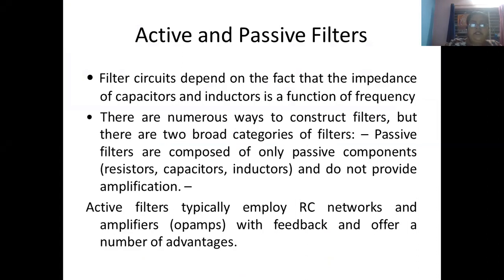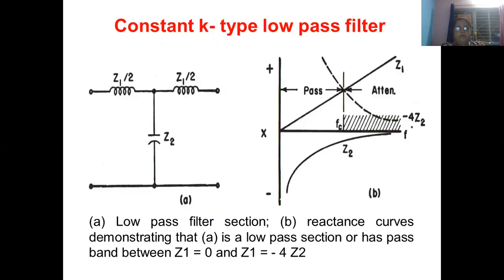Active and passive filter circuits depend on the fact that the impedance of capacitors and inductors is a function of frequency. There are numerous ways to construct filters, but there are two broad categories: passive filters and active filters. Passive filters are composed of resistors, capacitors and inductors and do not provide amplification, whereas active filters employ amplification within a feedback network, and generally we use an RC network.